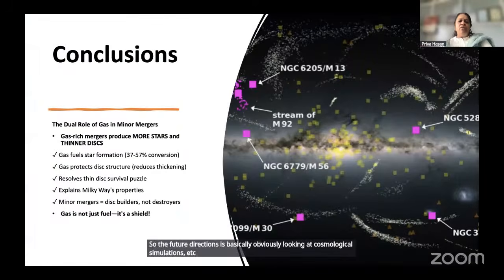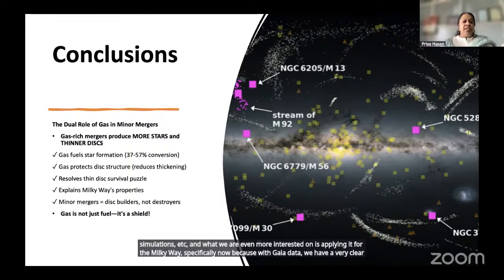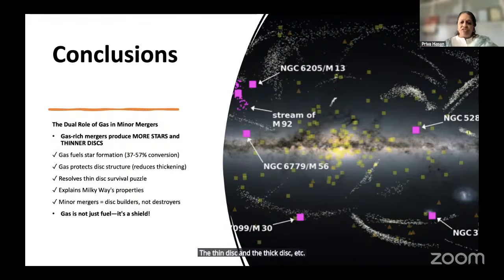What we are even more interested in is applying it to the Milky Way, specifically now, because with Gaia data we have a very clear merger history of the Milky Way. With this merger history, we would like to study how you build up the thin disk and the thick disk, etc. Work is ongoing.